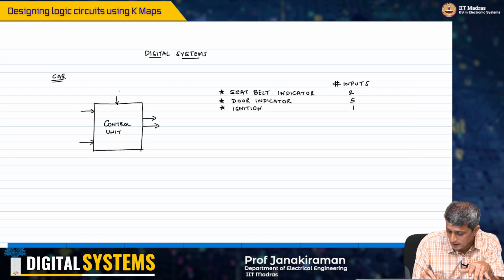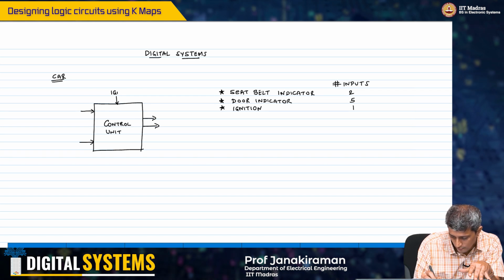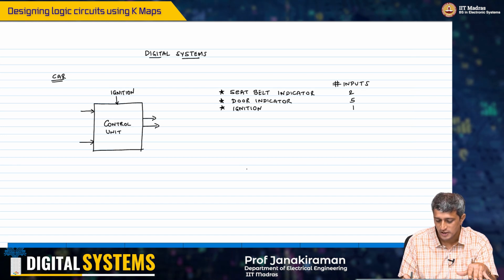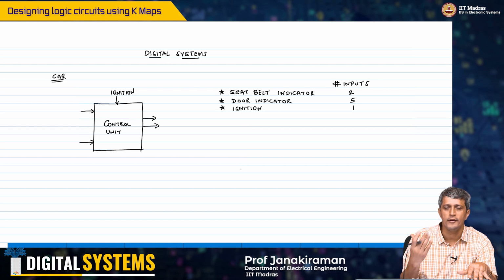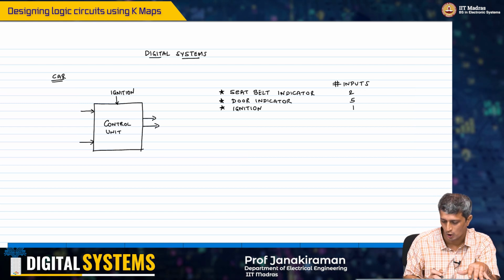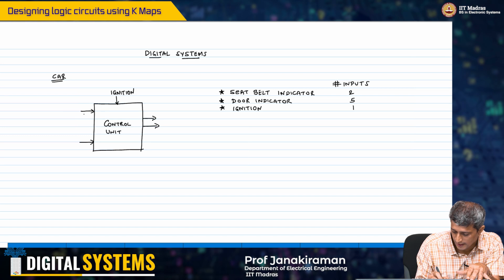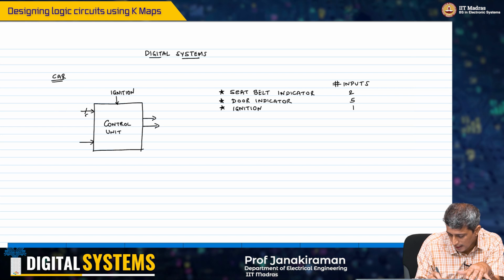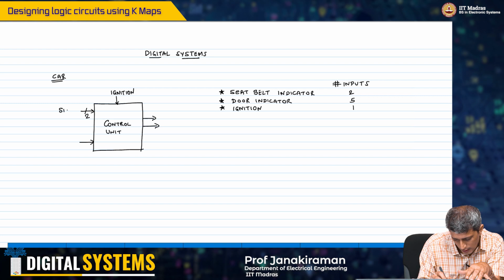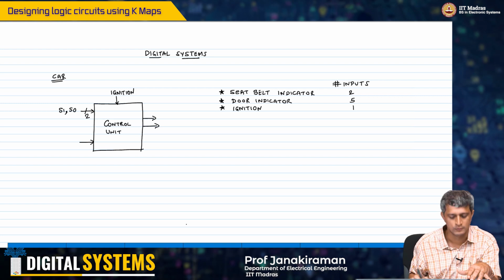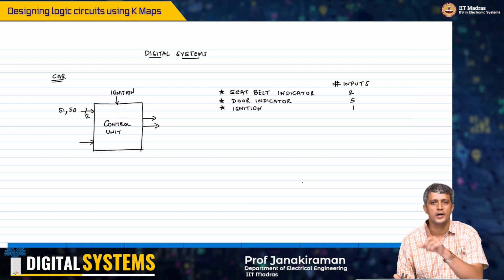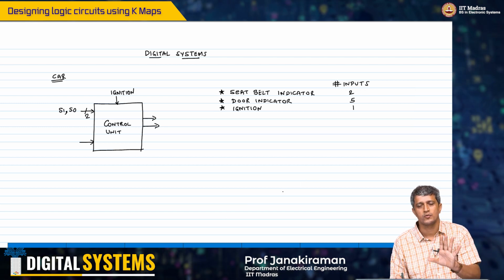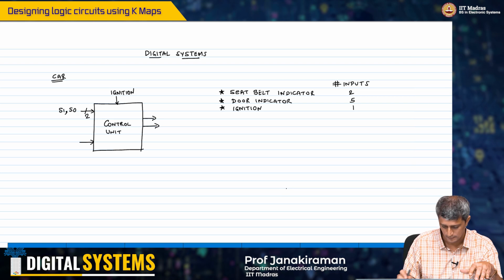So if I look at this thing here, I'll have ignition. Okay, the ignition is basically indicating if the car has been turned on or not, and for the seat belt indicator, I need 2 inputs. So I'm going to draw a line here and say 2. Okay, so I'm going to call this S1, S0. S0 is for the driver's seat, S1 is for the person beside, right?